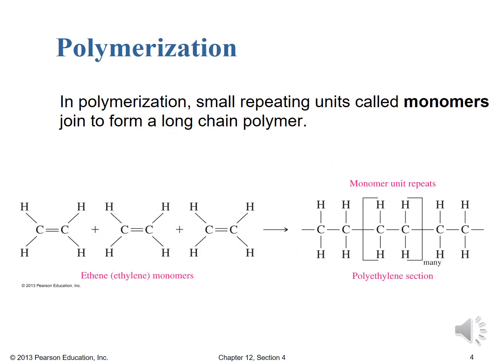Okay, so if the polymers are those long chains, well, polymerization is the process where those small repeating units known as monomers join together to form that long polymer chain. So we see here ethene, or as it's more commonly known, ethylene monomers joining together to form polyethylene or polyethene. You'll never see it referred to that way, unfortunately, because the common name ethylene is so much more prevalent, and therefore the polymer known as polyethylene is almost exclusively the way you'll see it.